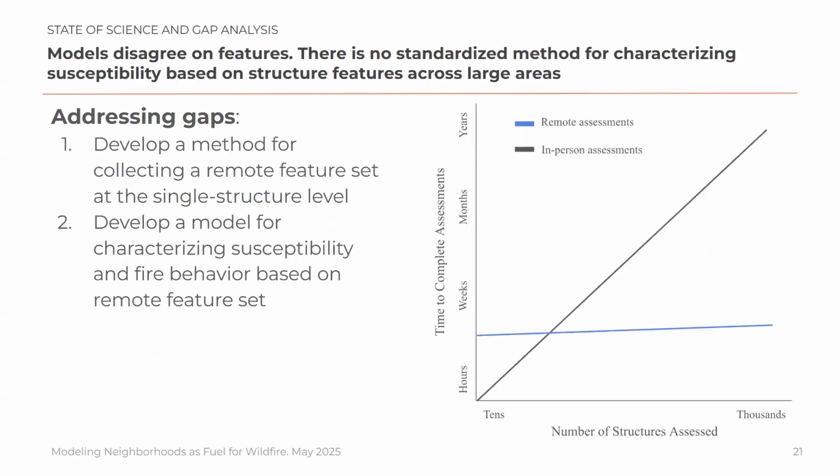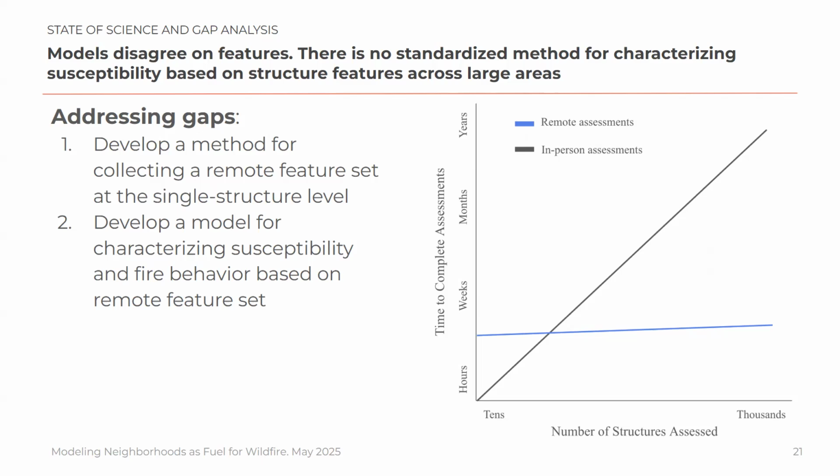So the gaps in this chapter that we identified is that models disagree on features, and there's no standardized way of characterizing the susceptibility of individual structures. And so the recommendations that we put in this paper were to develop a method for collecting a feature set of these susceptibility assessments remotely, because the conceptual chart on the right shows that the number of structures that you can assess with in-person assessments is like minutes for a single structure, but when you get to thousands of structures it is more like months or years.